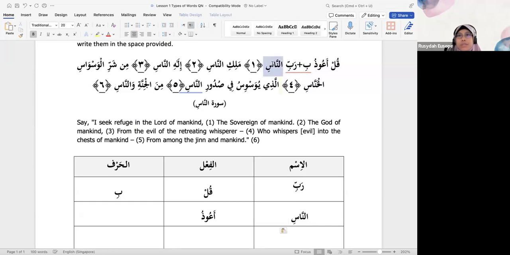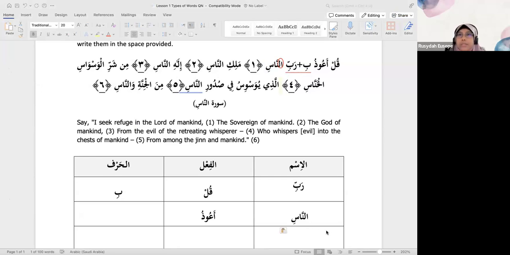What is the sign of isim that we can see here? Alif lam. Yes, correct. Okay, so whether we know the meaning of nas or not, we know that it's an isim because of alif lam. Only nouns or isim can accept alif lam. Okay, so in the next ayats, the word nas is repeated, right? In ayah 2, 3, and 5 and 6.